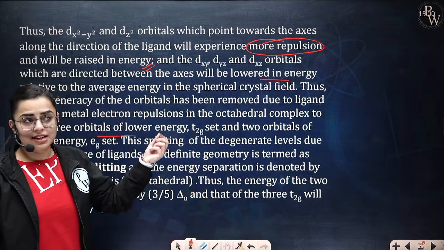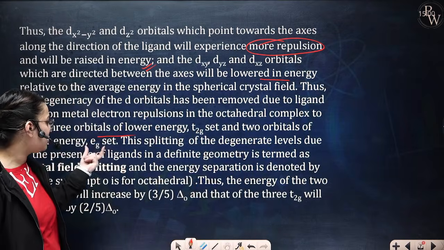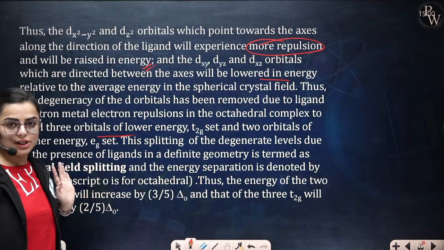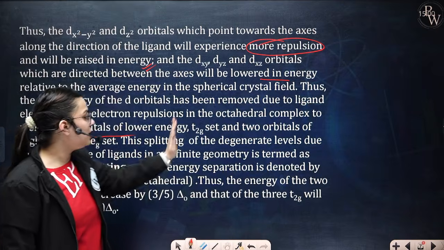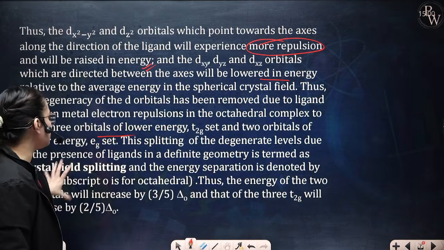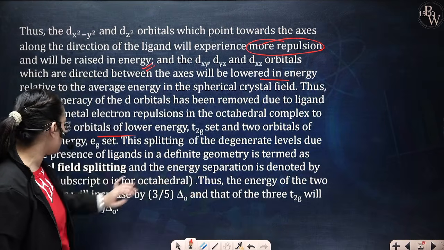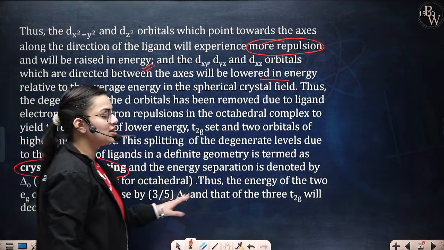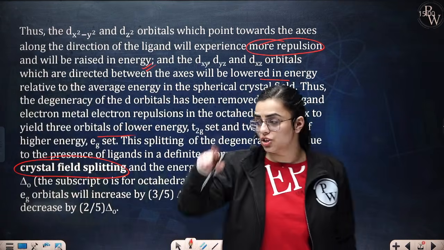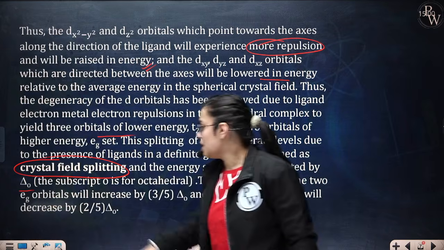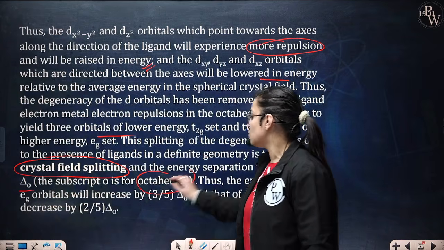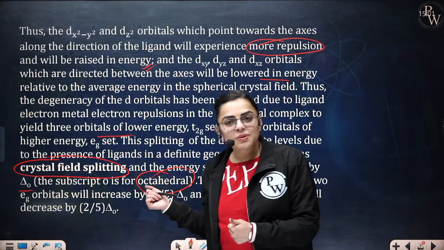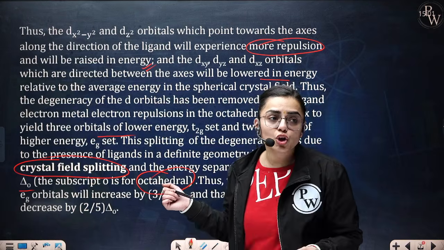See next. T2g set and the 2 orbitals of the higher energy, eg set. The eg set will have a higher energy. The t2g set will have a lower energy, which I have already told you. This splitting of the degenerate levels due to the presence of the ligands in a definite geometry is termed as what? Crystal field splitting. And the energy separation is denoted by delta O. The subscript O is written for octahedral. This also I have told you. So see, you have read from NCERT. Now I guess this concept is also clear to you.